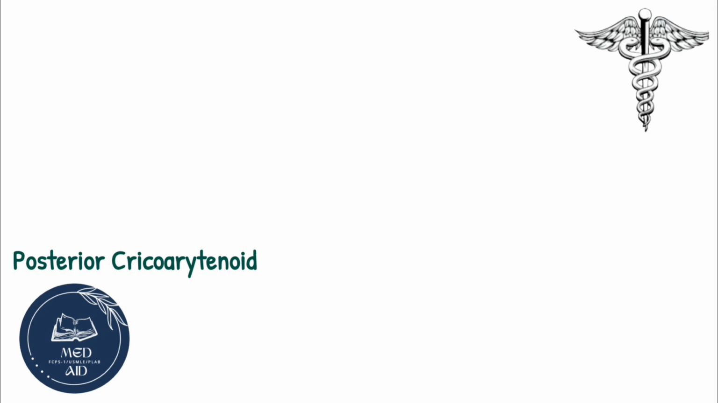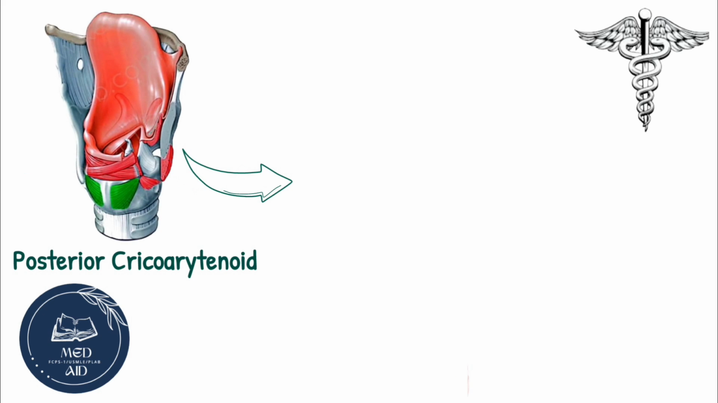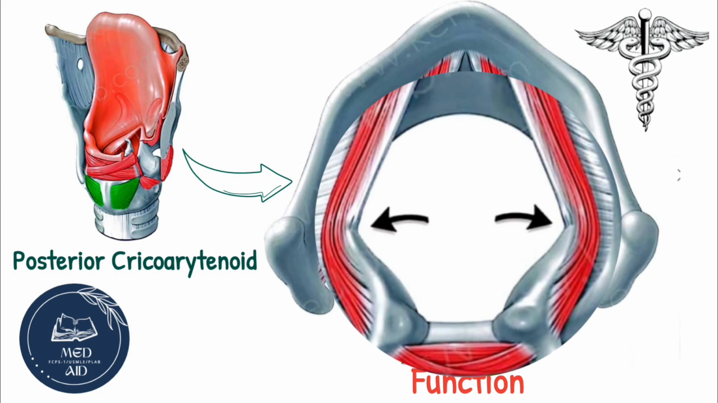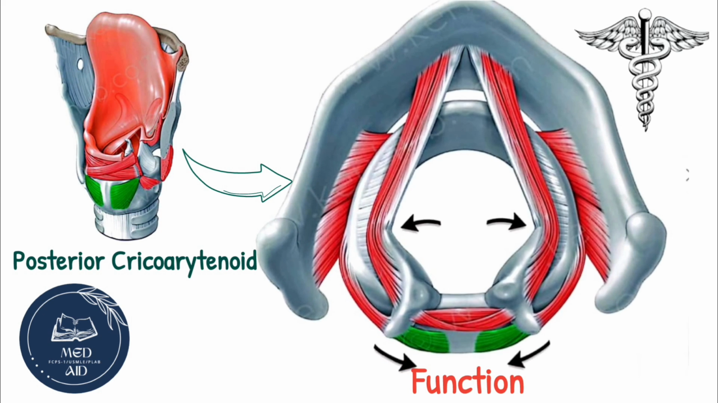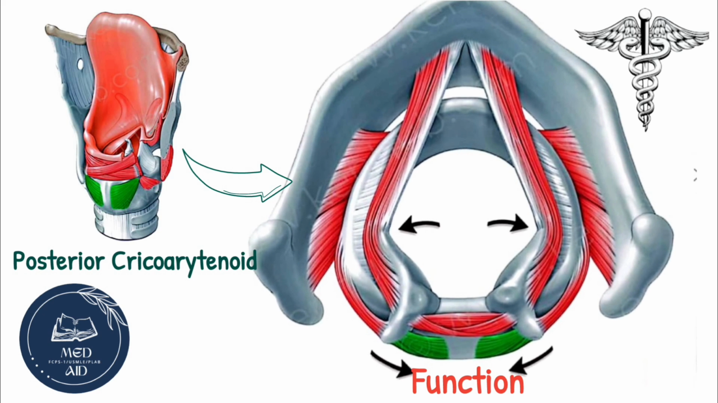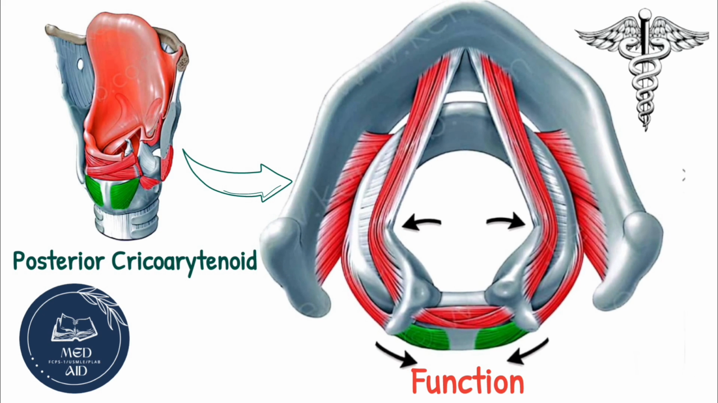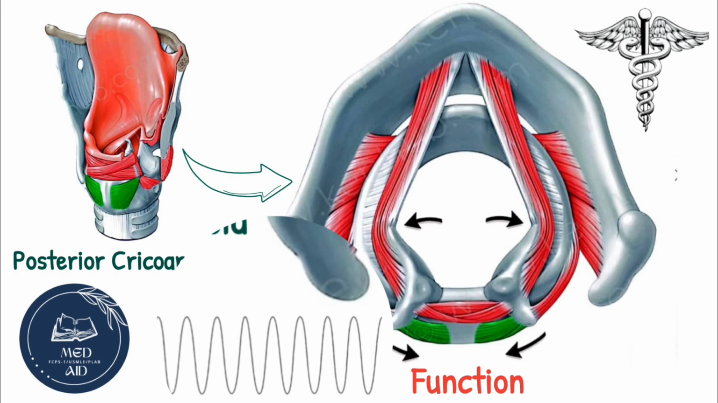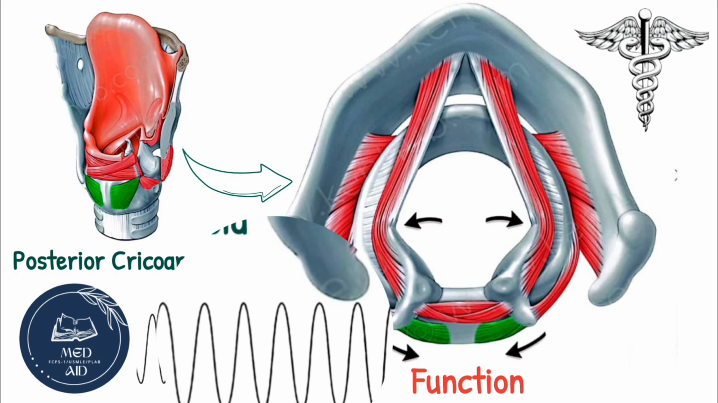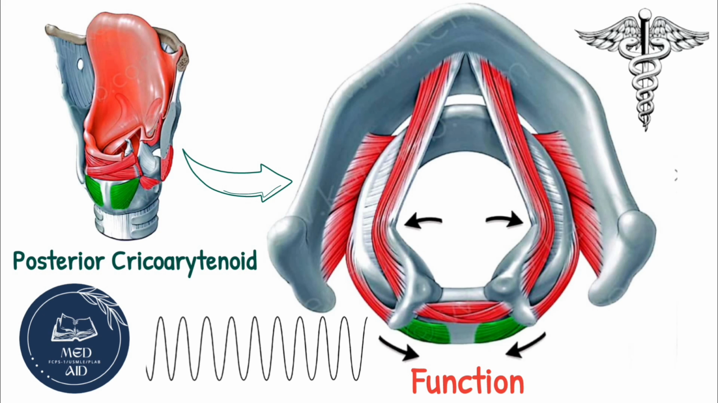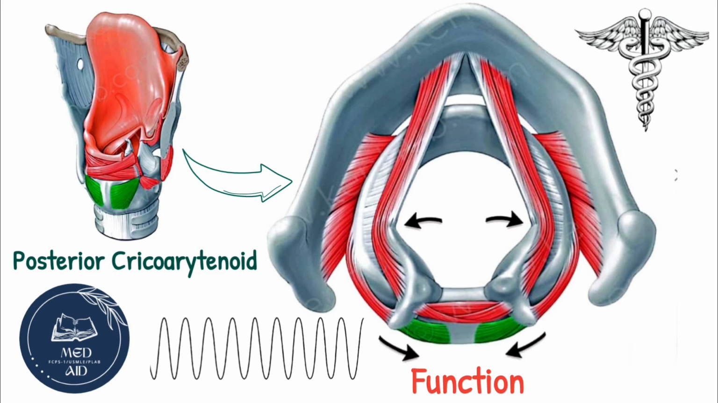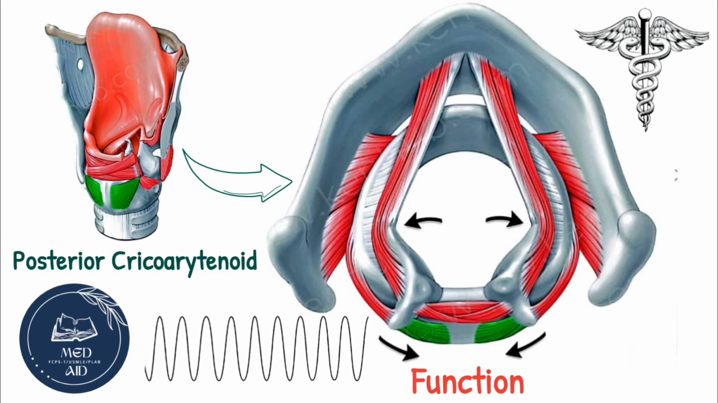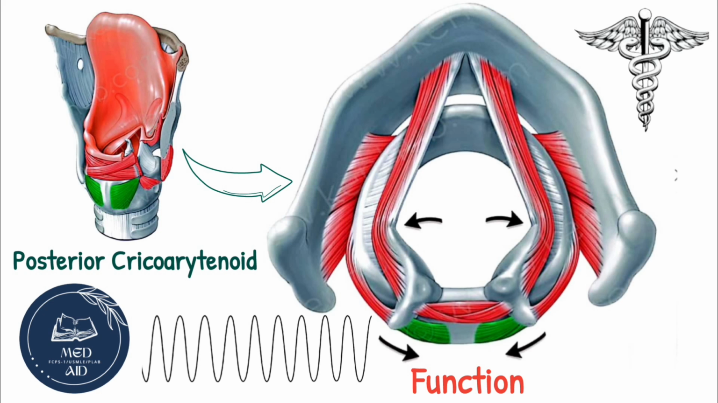The primary function of the posterior cricoarytenoid muscle is to abduct, that is, open the vocal folds during inspiration, allowing air to flow into the lungs. It also plays a secondary role in voice production. When the muscle contracts, it pulls the arytenoid cartilages, which in turn stretch and tense the vocal folds, contributing to the production of higher-pitched sounds. Overall, while the posterior cricoarytenoid muscle does contribute to voice production to some extent, its primary function is related to breathing rather than phonation.